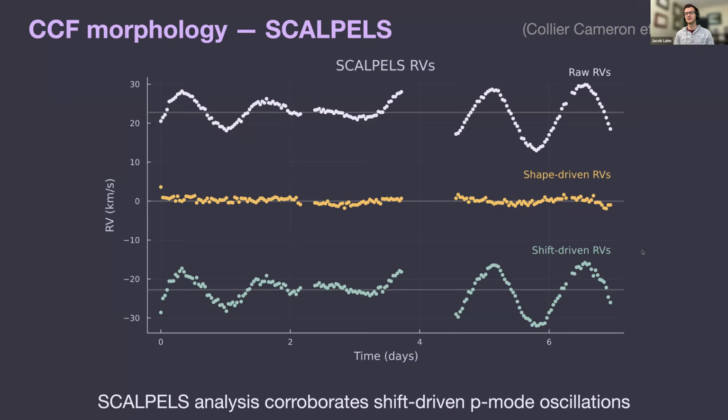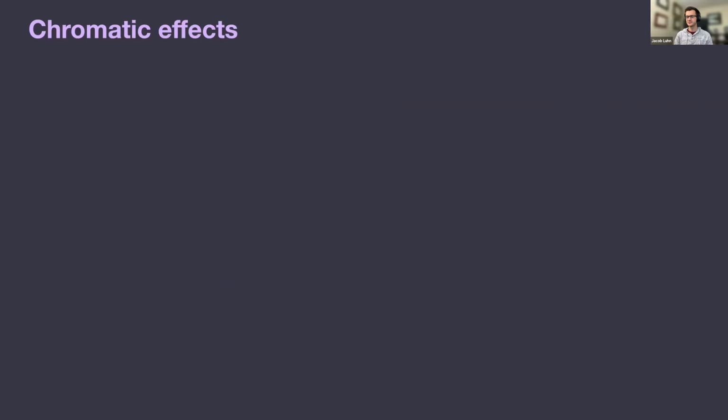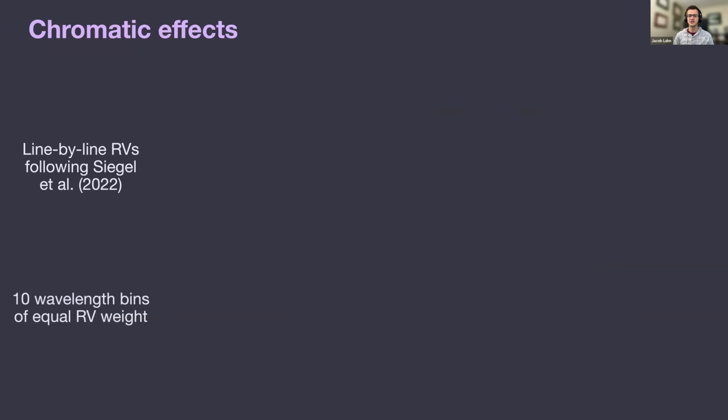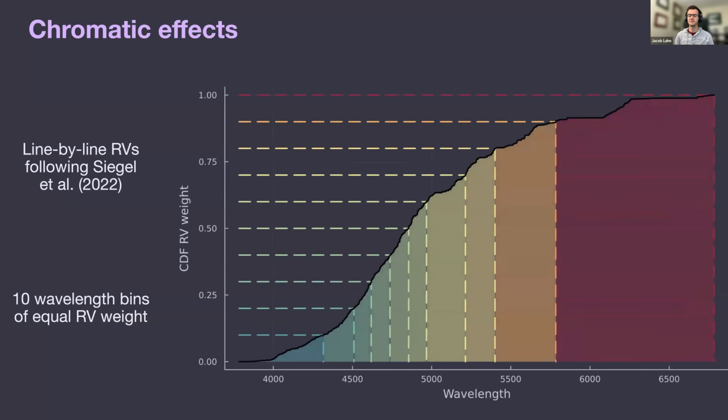Another diagnostic that we can look at, rather than CCF morphology, is the chromatic effects of p-mode oscillations. So Jared Siegel has run his line-by-line code on this data set, and we can take those thousands of lines, each with individual RVs, and bin them together across wavelength bins such that each bin has roughly equal RV weight. And I'm showing what these bins look like as a function of wavelength in a cumulative distribution function plot, just plotting the RV weight here.